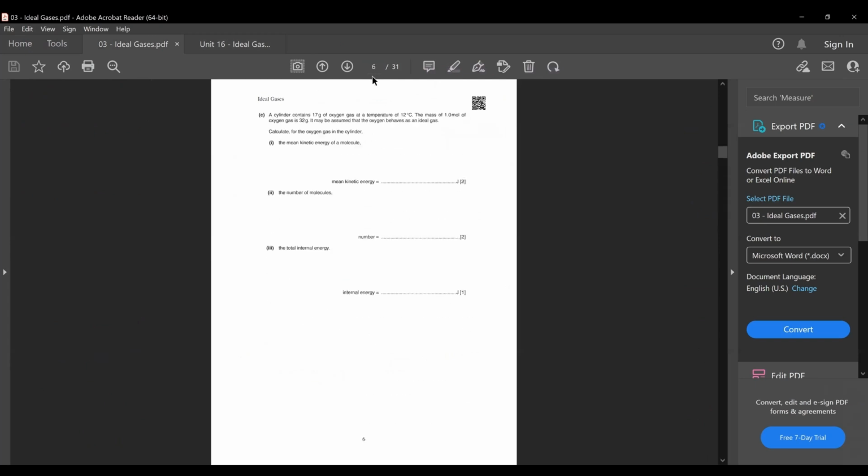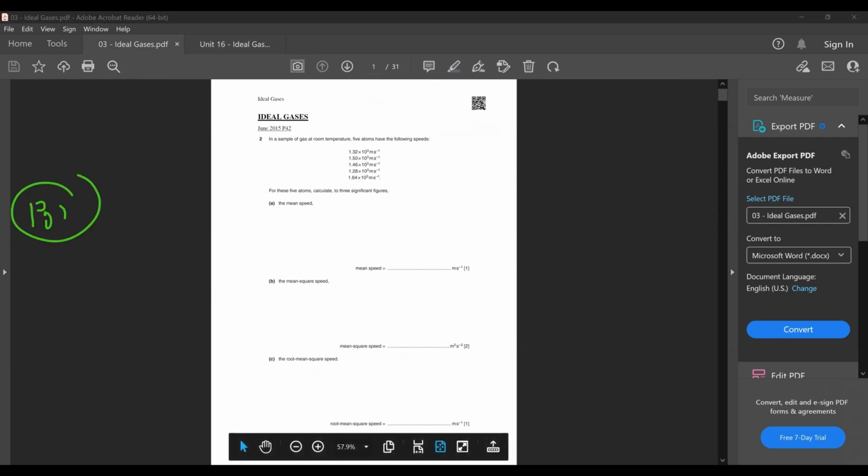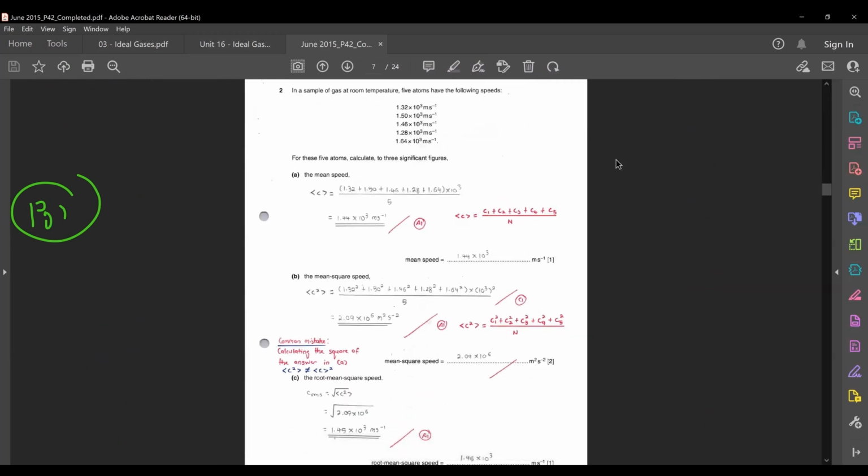Okay, first question that you can have a look at is page 1. Just have a look at page 1 of your ideal gas worksheet. This one is June 15 P42. So here, they mentioned to you this particular thing, right?